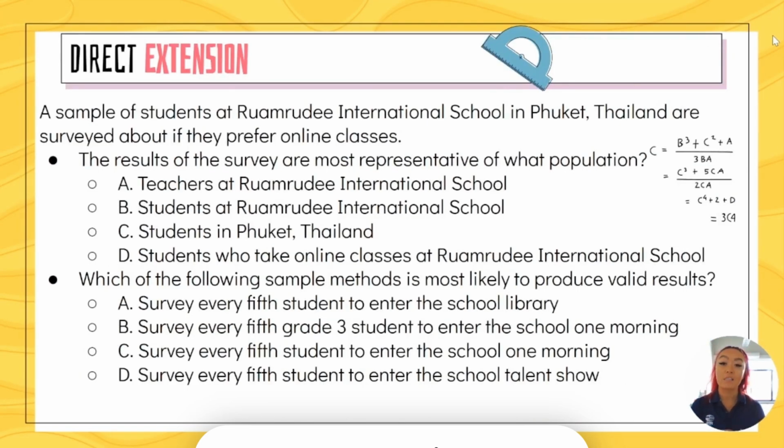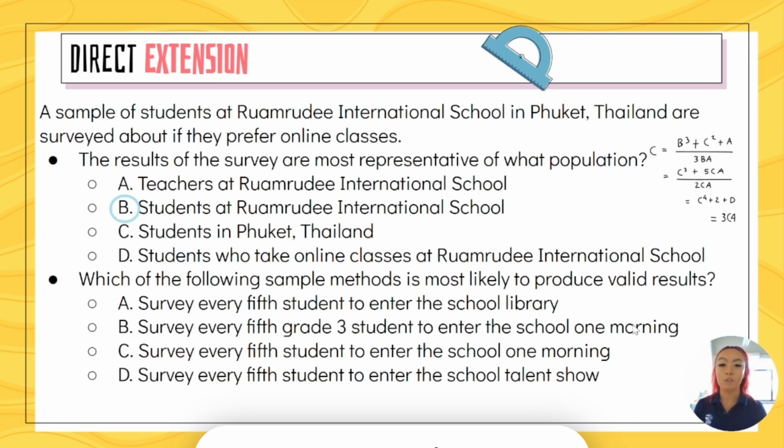So let's take a look at an example. A sample of students at Ruamrudi International School in Phuket, Thailand, are surveyed about if they prefer online classes. The results of the survey are most representative of what population? So A, teachers at Ruamrudi International School. Well, I don't think that's the answer because it's a sample of students at Ruamrudi International School. B, students at Ruamrudi International School. Yeah, that seems like it's the most appropriate answer here since the sample is of the students at the school.